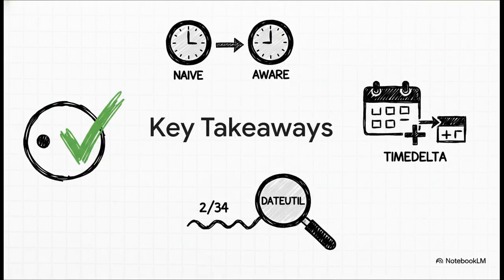Okay, so let's wrap this up with the key things to remember. Number 1, always know if your datetime is naive or aware. That's the foundation for everything. Number 2, for pytz, use .localize. Don't pass it into the constructor. 3, all your date math, use timedelta. And finally, when you're parsing strings, let a powerful library like dateutil do the heavy lifting for you.